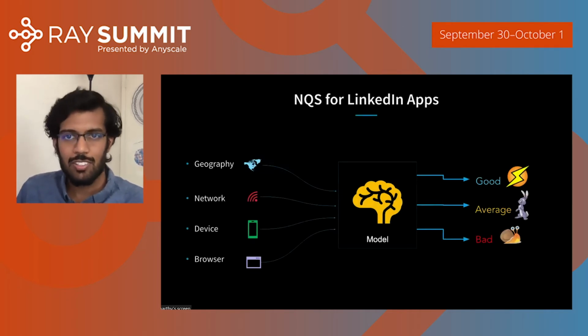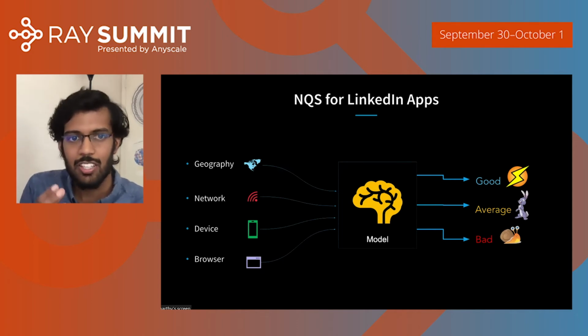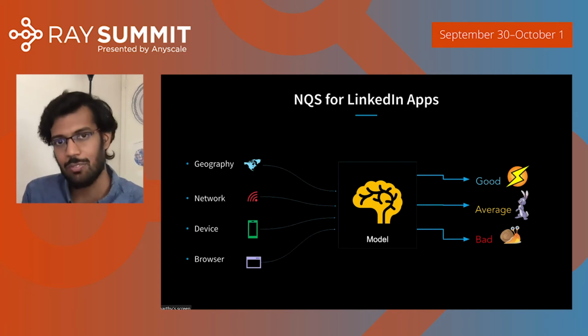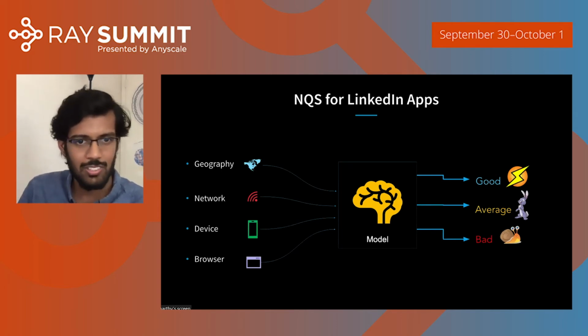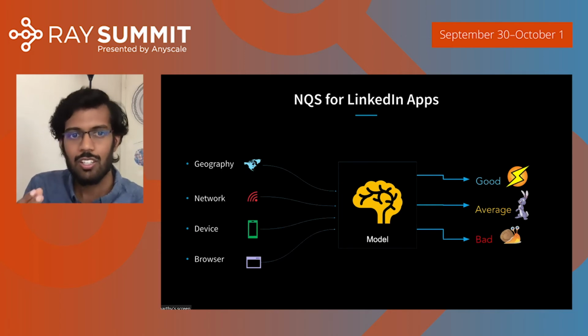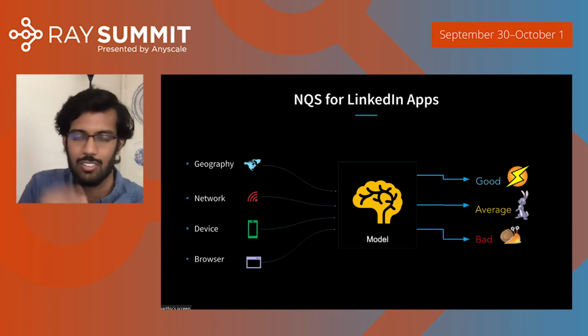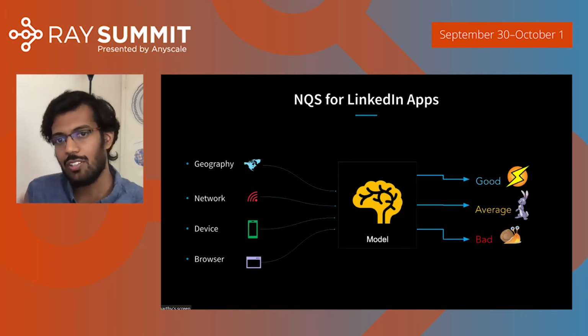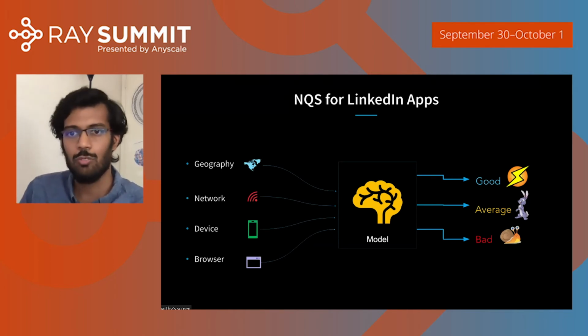So we wanted to build NQS for all LinkedIn apps, and for that we have some input features we could use to make a prediction of good, bad, and average network quality. Some features of interest could be where the user is coming from. Are they coming from India, US, Brazil, whichever part of the world? What network conditions, like which ISP they are connected to? Are they connected to AT&T, T-Mobile, or any other ISP provider? Which device are they using? Which browser are they using to browse LinkedIn on? Using these input features, we would like to create a model that can predict good, bad, or average network quality at that moment in time and expose that to teams at LinkedIn for their users.